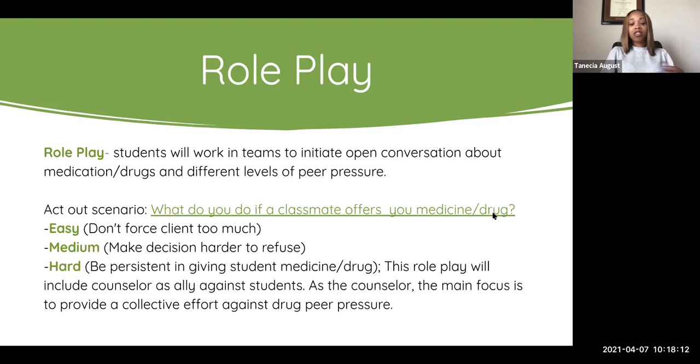This will include me, who will be the counselor. I'll play the ally against the other students and be there for the student who is being pressured to take the drug. So, if y'all have any questions, or if you want to be a part of this role play, just let us know.